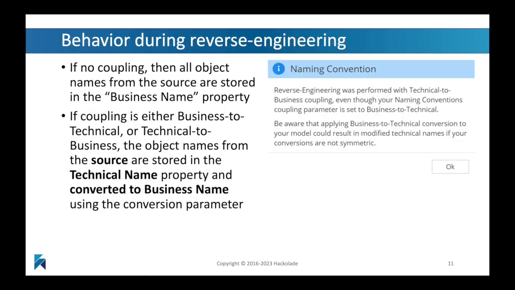What's important as well is that you understand how the tool behaves during the reverse engineering process, right? If there is no coupling, then all the business names or the object names of the source are going to be stored in the business name property, right? If there is either a business to technical or a technical to business coupling, then the object names from the source are going to be stored in the technical name property, right? Which is logical, right? What we read in the reverse engineering target is going to be your technical structure. And we will then convert this to the business name using the conversion parameter.